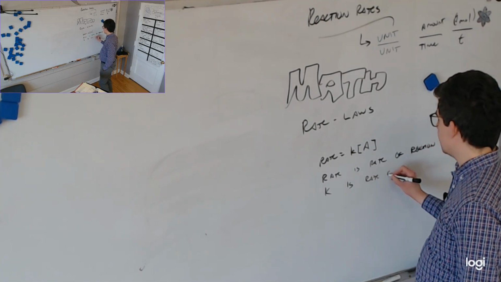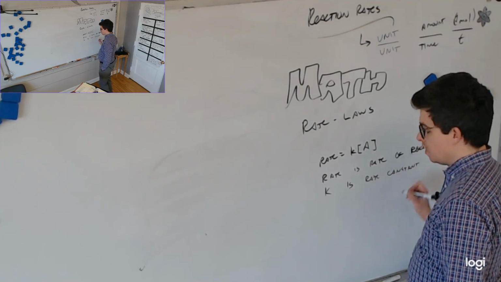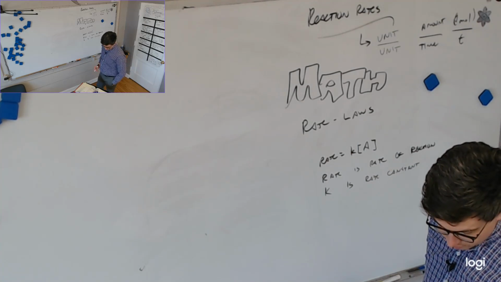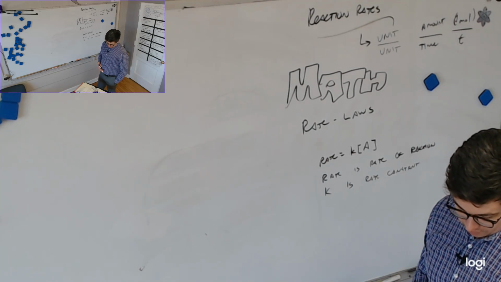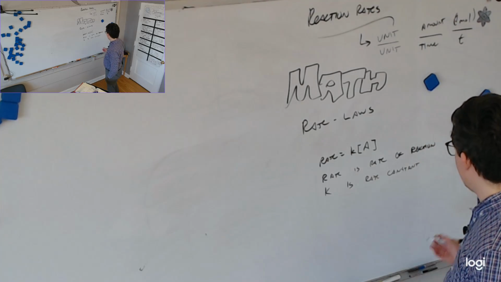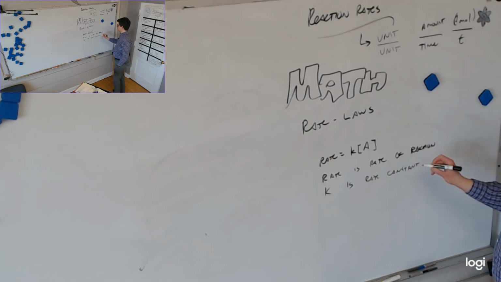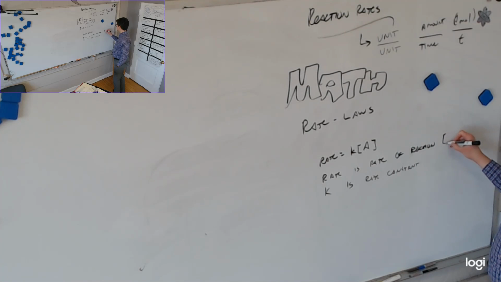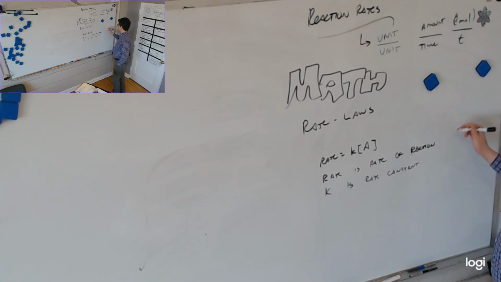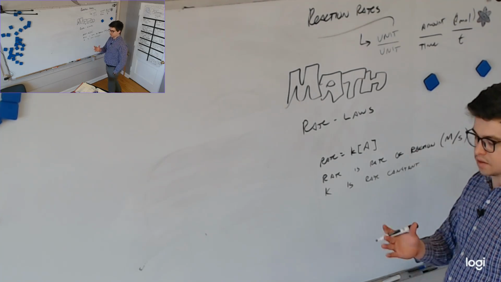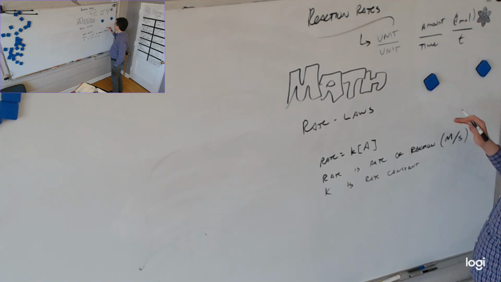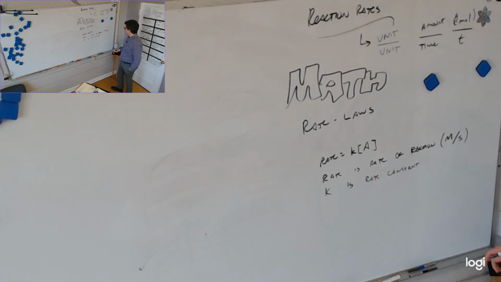K is what we call the rate constant, which varies from thing to thing. It's a specific rate constant. You will be given it when you do the actual math with it. It's unique for every reaction, and the units are unique too. We measure the reaction rate in molarity per second, or molars per second, usually. But the rate constant's unit varies.